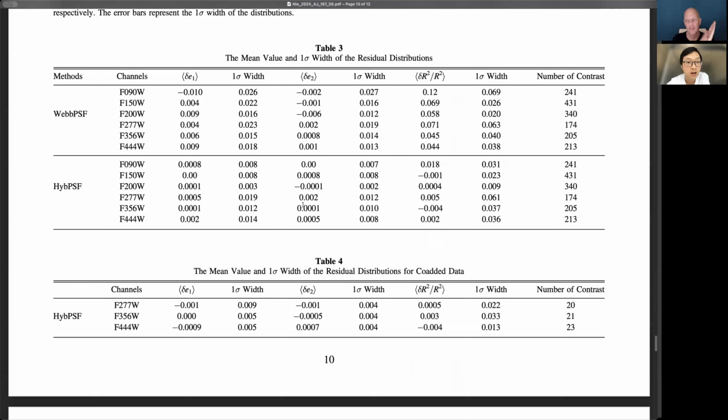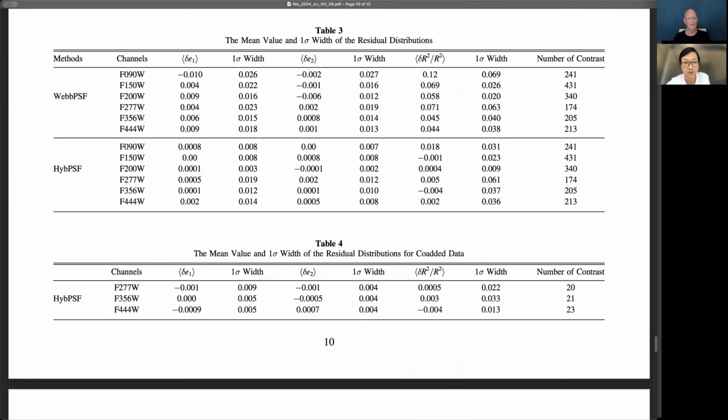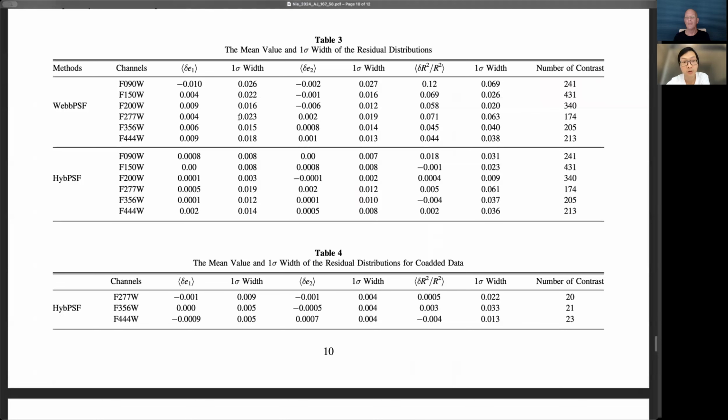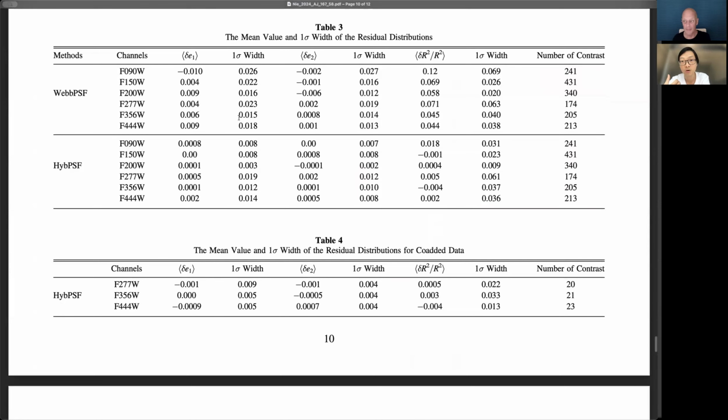For the scatter, it also shows a similar conclusion. For WebPSF it's several percent, but for HybPSF it goes to 1,000. And as shown in the previous figures, the biggest difference is in the size comparisons, delta over R. For WebPSF, even the mean can be 6 or 7%, but for HybPSF it can go down to 1%. So from this result, we think we can use these models in further work such as galaxy shape measurements and further analysis.